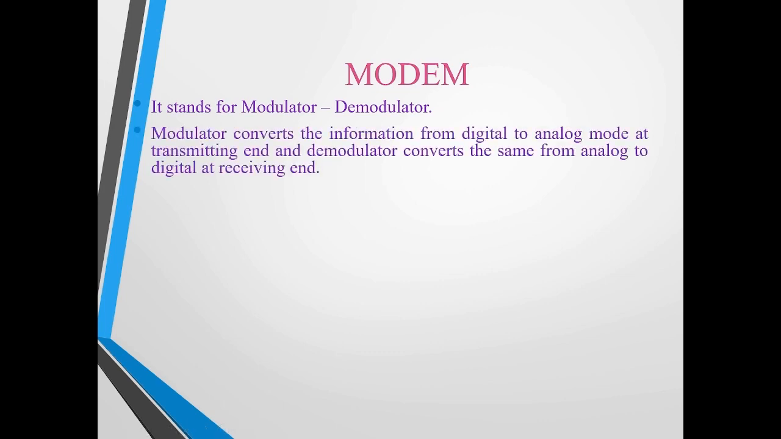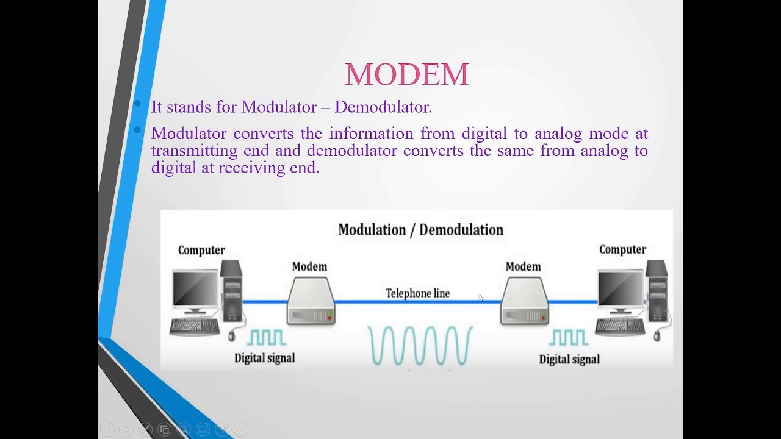And this modulator converts the information from digital signal to analog signal at the transmitting end, and the demodulator converts the same from analog to digital at the receiving end, right? So just like this, you could see that first of all we are having one computer. In a computer we have different kinds of digital files. These digital files could be an image, a video, an audio file, or a data file. Different kinds of files we are having, right?